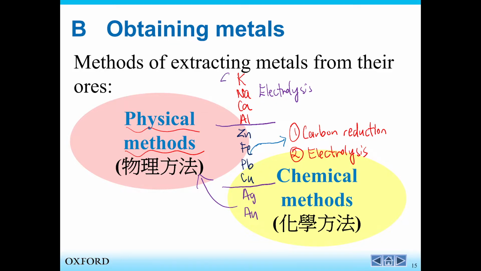So here, the top four, these are the more reactive metals. The ones in the middle, that's what we were talking about last lesson, the moderately reactive metals. And these ones at the end, the silver and the gold, these are the less reactive metals. And we'll just be doing panning, or we can simply heat it up and extract that metal.